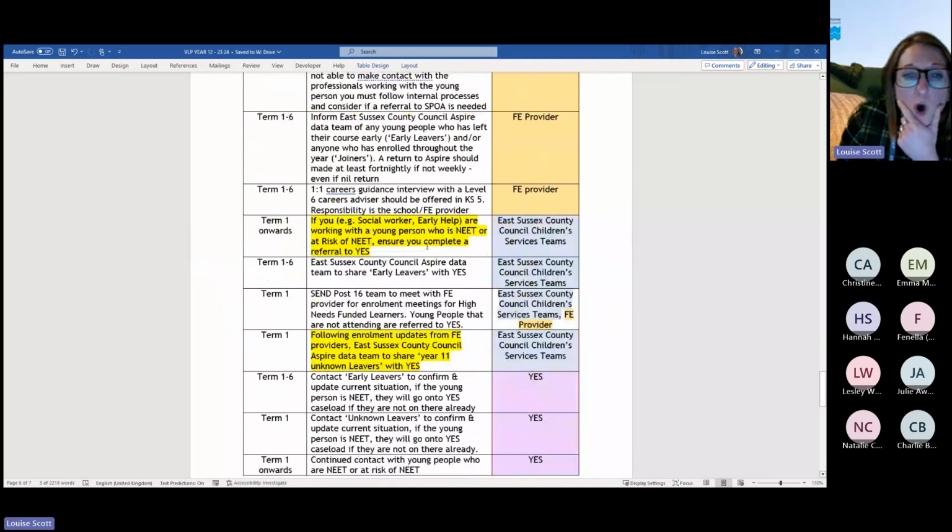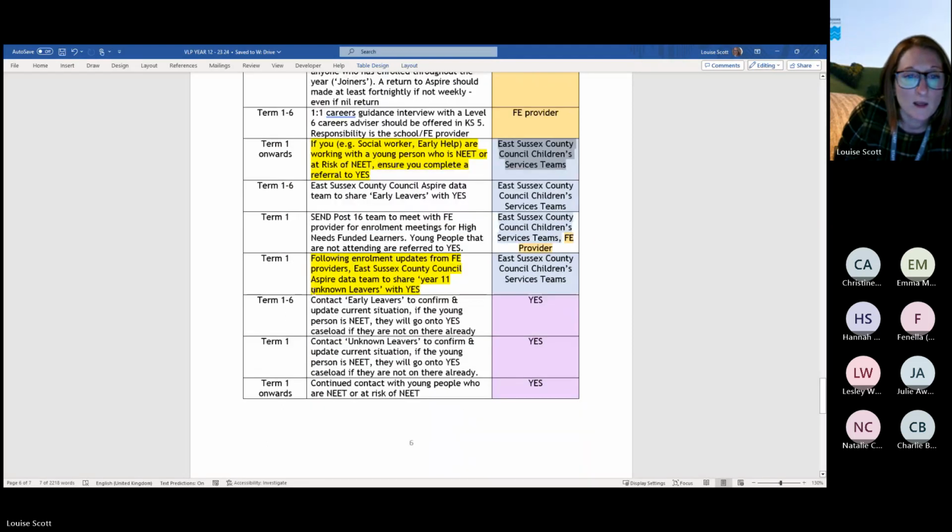So again, term 1 onwards, so this is for East Sussex County Council Services teams. If you are working with a young person who is NEET, so this is a social worker, early help. If you're working with a young person who is NEET, so not in education, employment or training, or at risk of NEET, ensure you complete a referral to the Youth Employability Service.